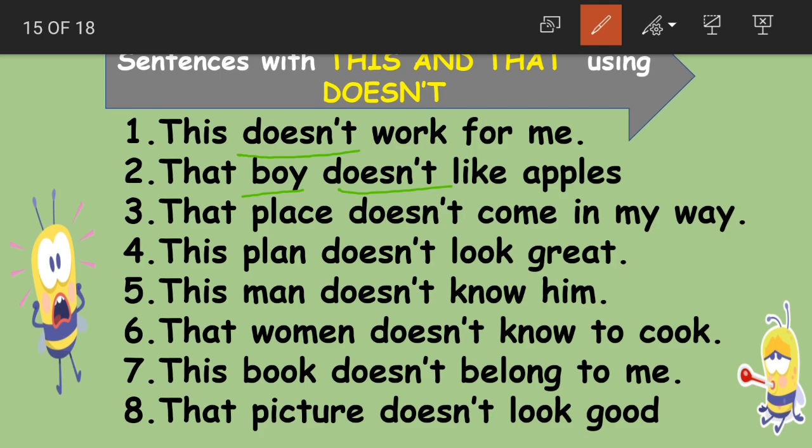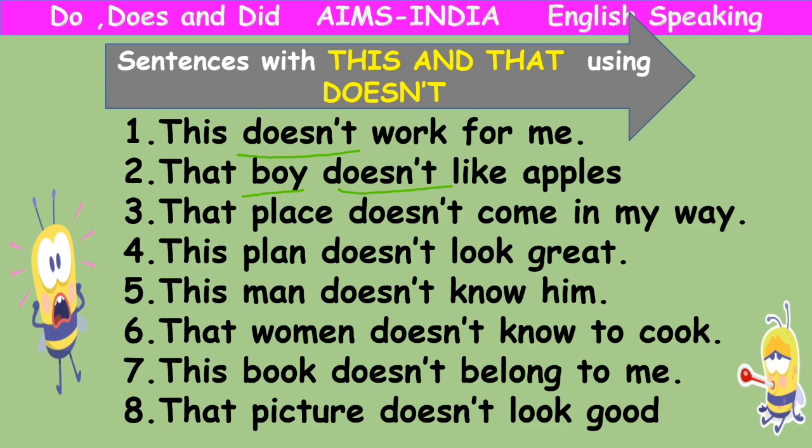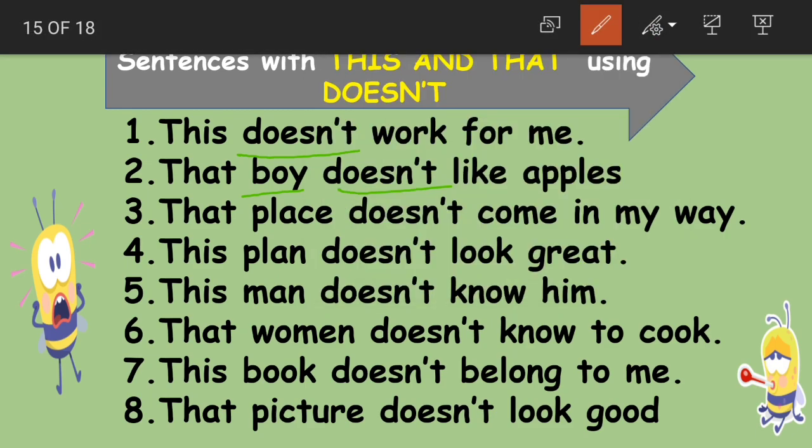That place does not come in my way. No, we are talking about some area which does not come in your way. So place, that place which is far away. So you can also tell like this. This plan does not look great, in the sense that the plan is not going to work out. So you can say does not.